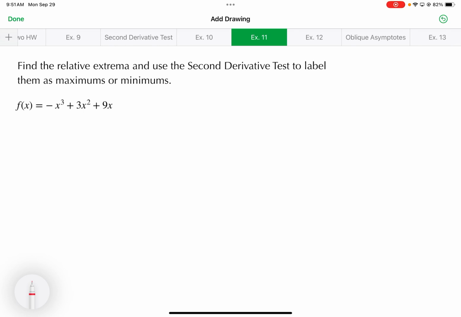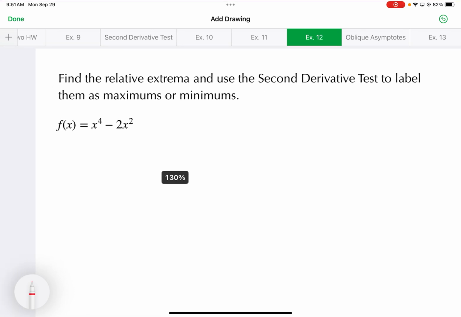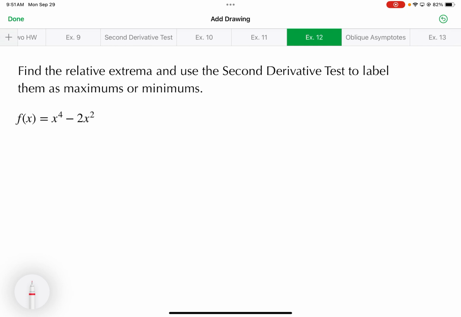I'll let you guys pick. Do you want to do another cubic, a negative cubic, or do you want to do a quartic? Quartic it is. So let's do the same thing, but let's work with f of x equals x to the fourth minus 2x squared.